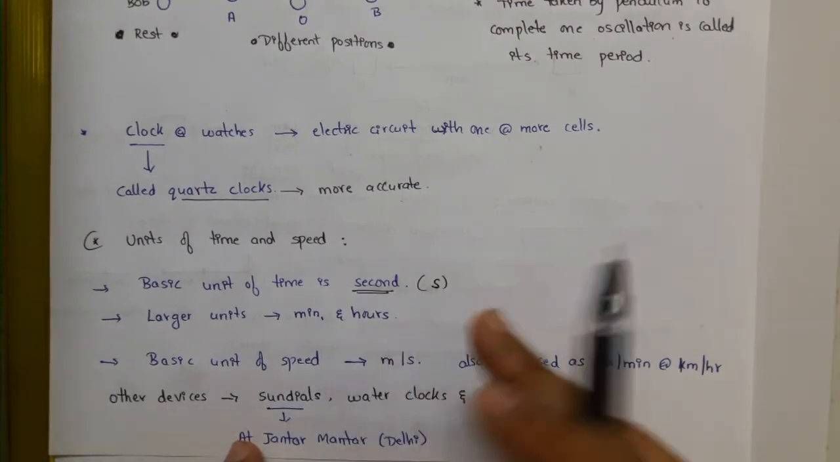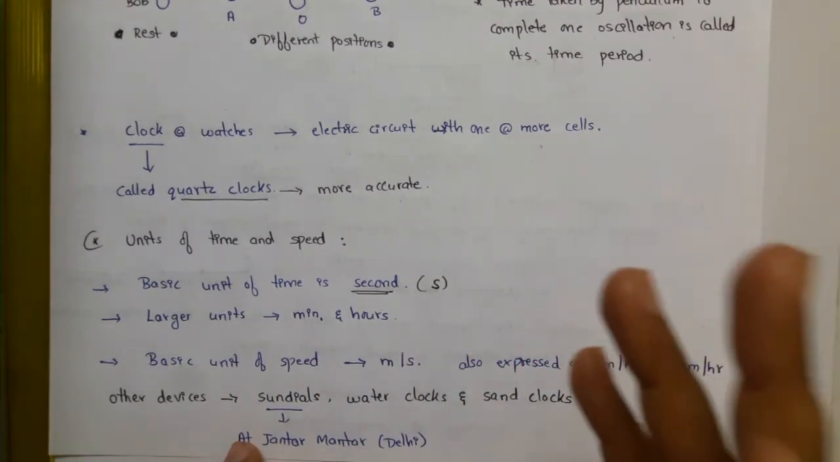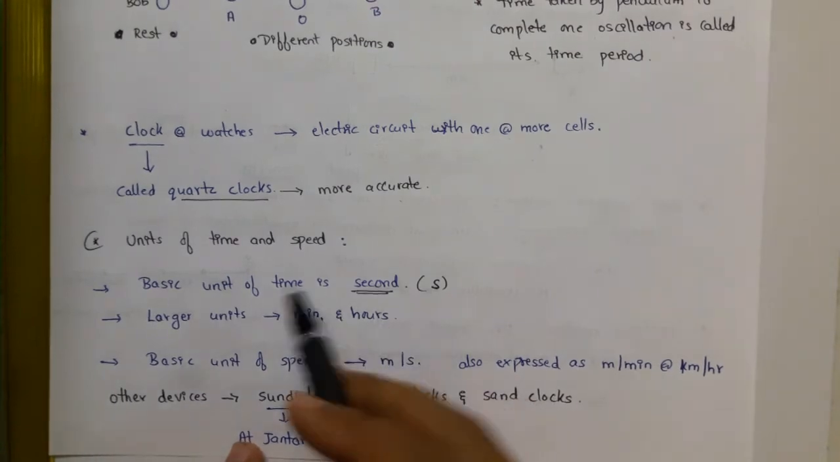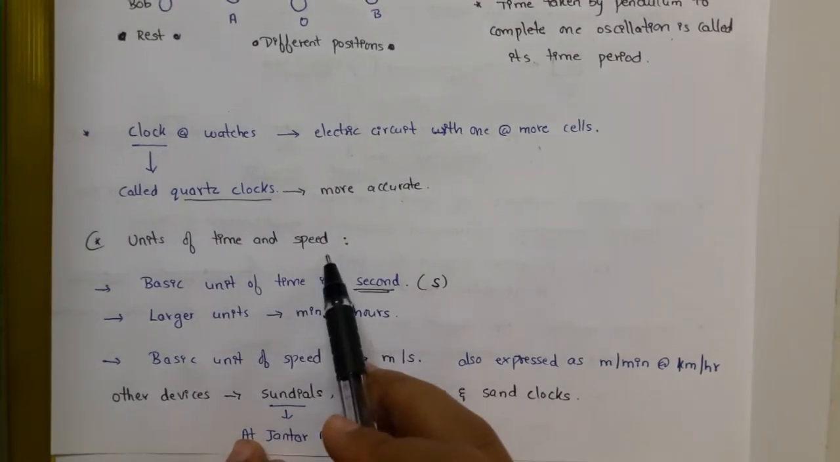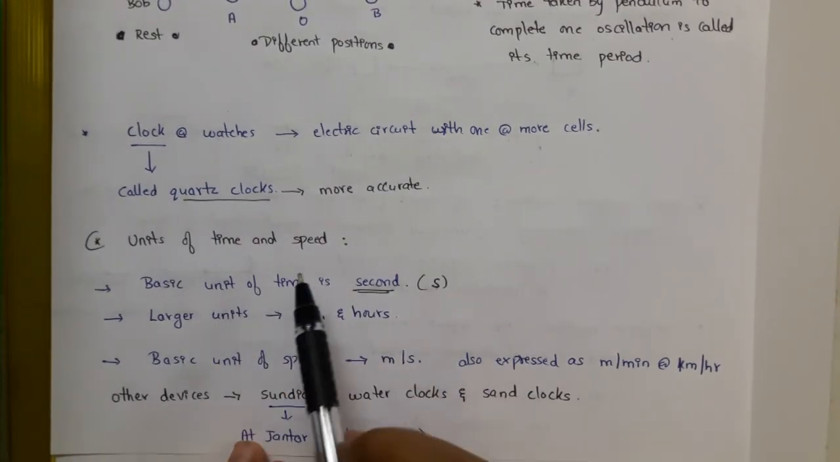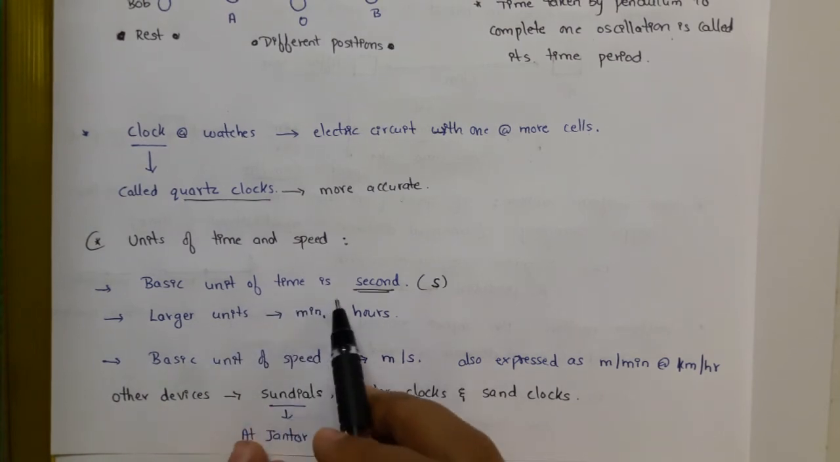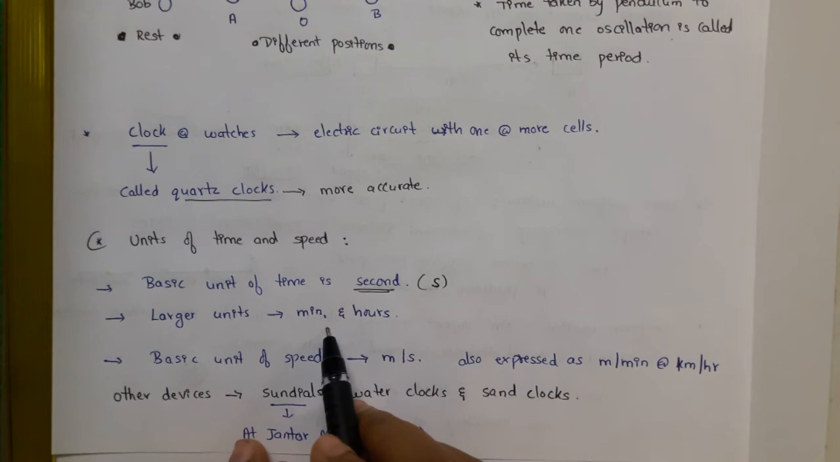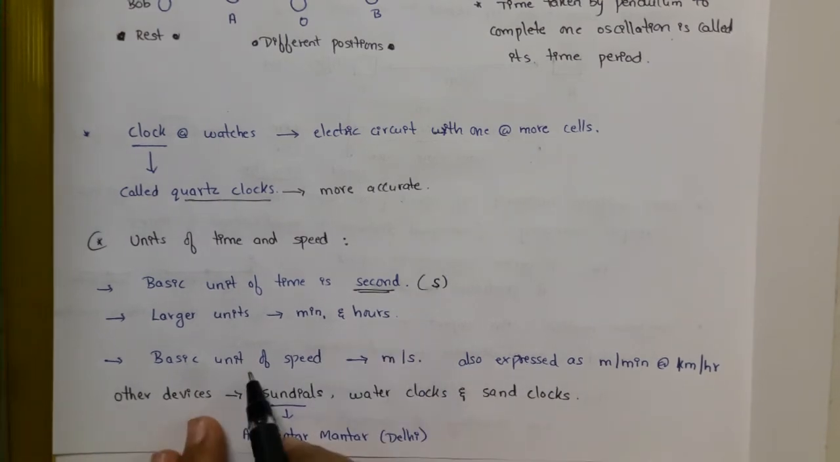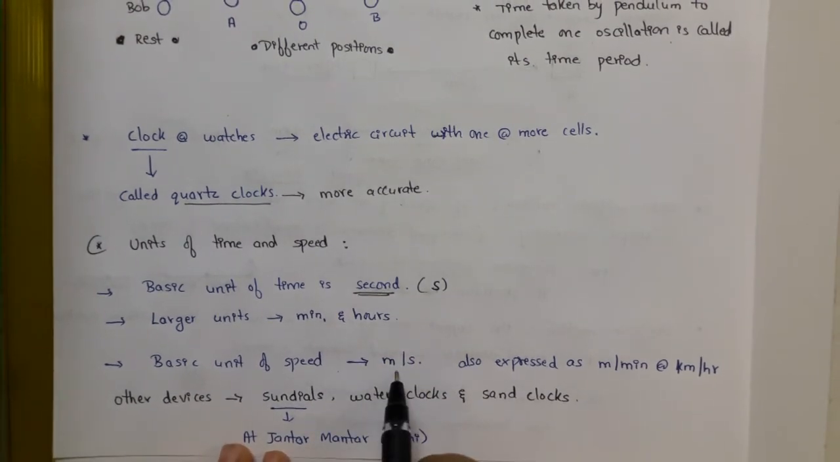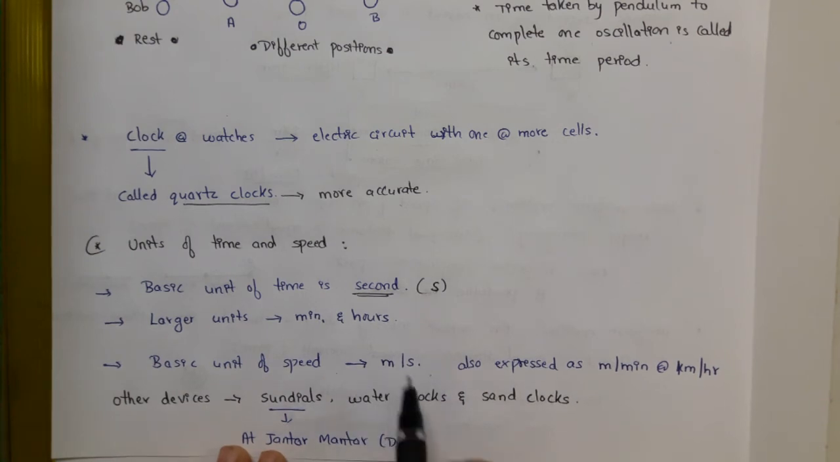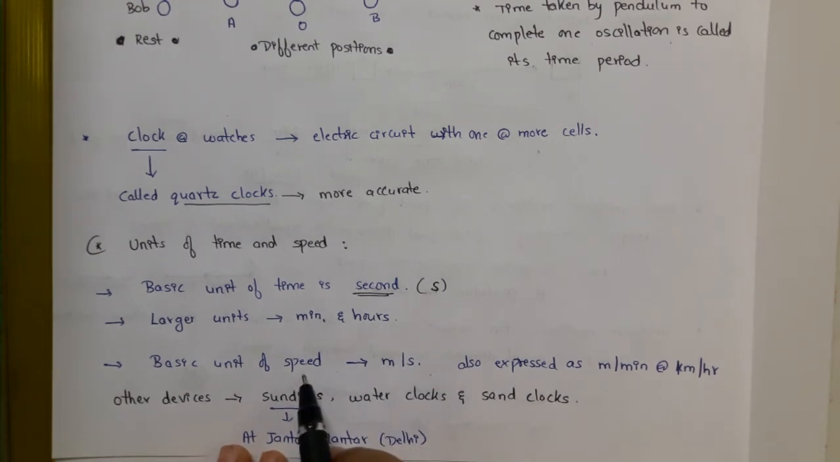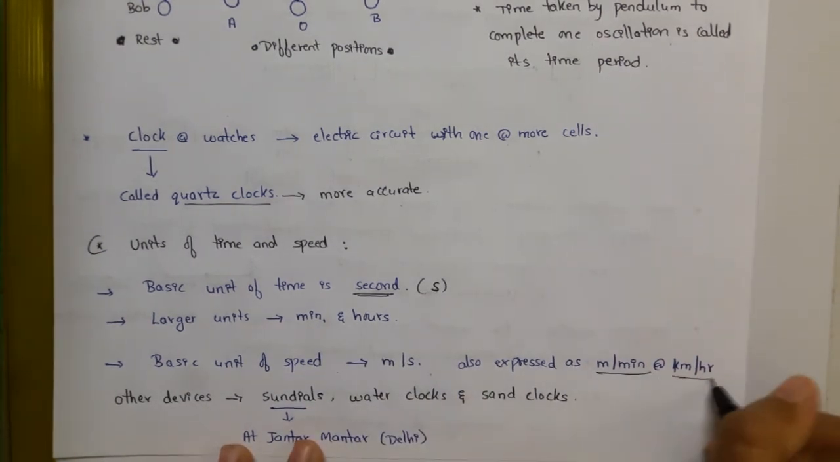We know that every quantity is measured in terms of a unit. So how are time and speed measured? What are the units of time and speed? The basic unit of time is the second, and the larger units are minutes and hours. The basic unit of speed is meter per second. We can also measure the speed in terms of meter per minute or kilometer per hour.